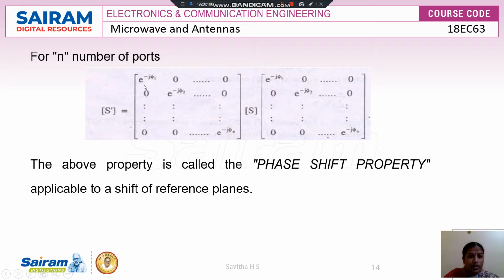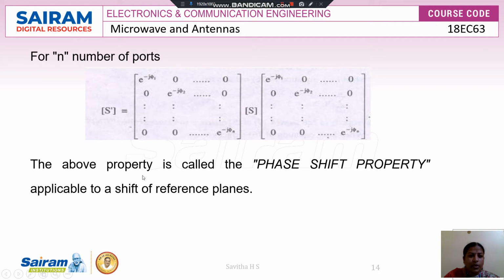Because of that, the remaining values we take as 0 and we get only the diagonal elements. The first one is e to the power of minus j phi 1 and the remaining elements are 0. When we come to the second row, the second value I get is e to the power of minus j phi 2 and the remaining values are 0. The last value I get is e to the power of minus j phi n, into the S matrix. The next one also gives the same thing: e to the power of minus j phi 1, remaining elements 0, second element e to the power of minus j phi 2, remaining all 0, up to e to the power of minus j phi n.